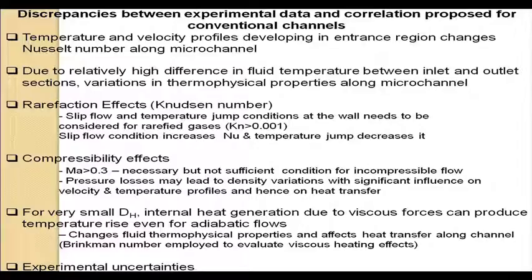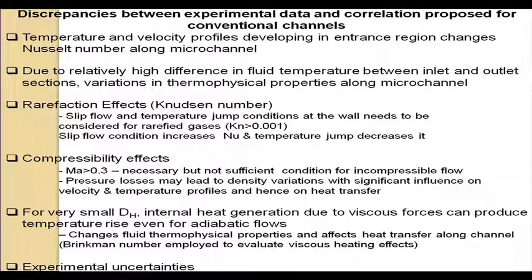The first thing which we observe is that the temperature and velocity profiles keep on developing in the entrance region, and as a result the Nusselt number also starts changing along the microchannel. Therefore, it is very difficult to define a unique Nusselt number for the entire microchannel. Secondly, we find that there is a high difference in the fluid temperature between the inlet and outlet section. Now, what happens due to this? There is a variation in the thermophysical properties across the microchannel. So, naturally, if the thermophysical properties change, it is very difficult to predict a unique Nusselt number.